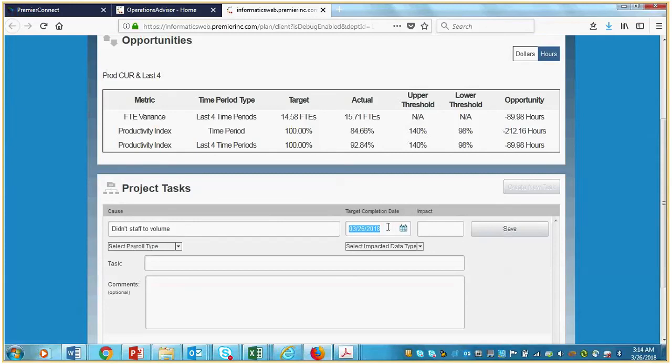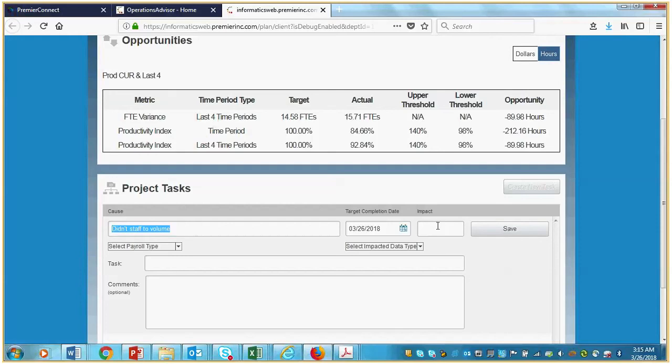The target completion date, the impact, and these next 2 drop-downs I don't think are very critical, but they are required fields. All these fields are required except for comments. So you do have to fill all of these out, but the most important ones are cause and task. These things will show up on your report, but I think your leadership team is really just going to be focused on cause and task.